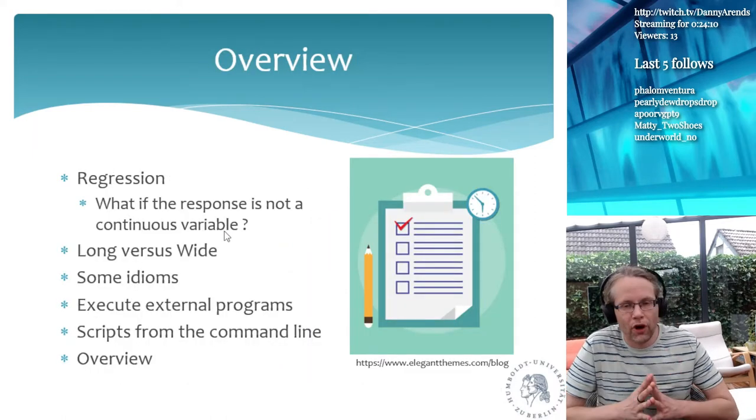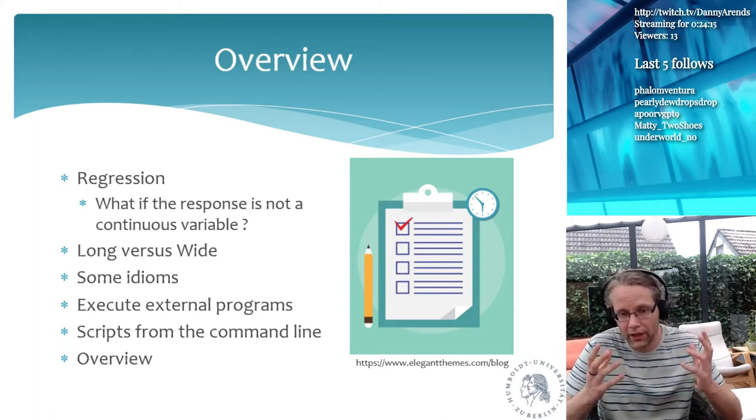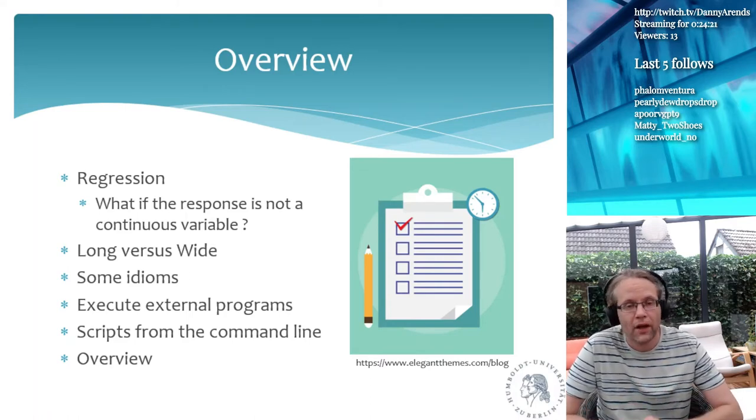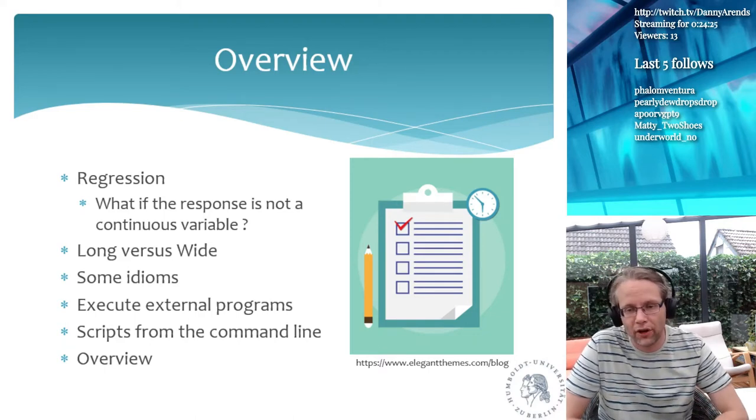All right, so the overview for today, we'll start by doing regression. So again, more regression. What if the response is not a continuous variable? What if our response is a 0, 1? I want to talk to you guys about the long versus the wide format, since that comes up quite a lot and everyone has their own opinion on it.